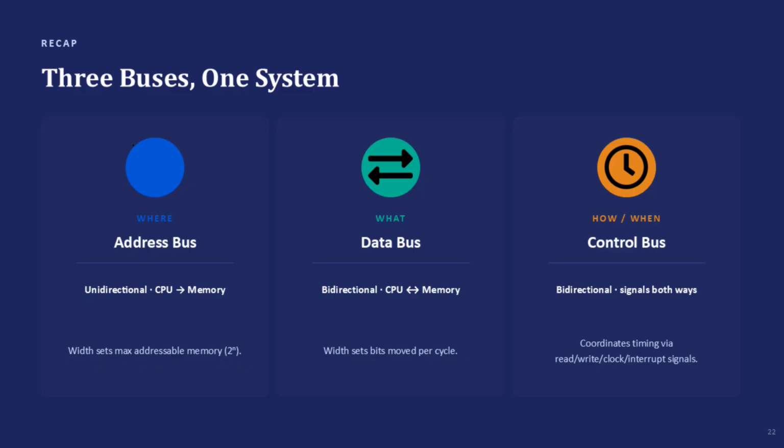Finally, ask how and when. The answer is the control bus. It carries read, write, clock, interrupt, and other control signals that coordinate every communication between the CPU, memory, and devices. If you can remember these three questions, where, what, and how and when, you will never confuse the three buses again.